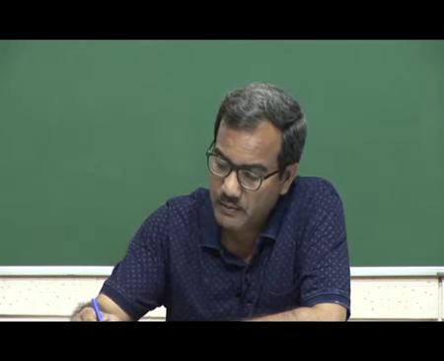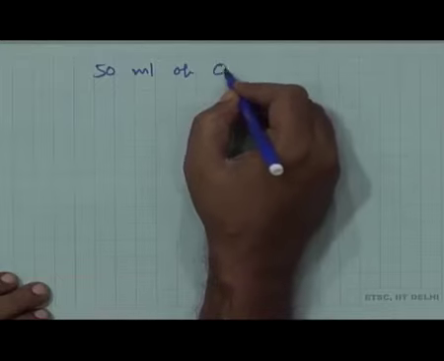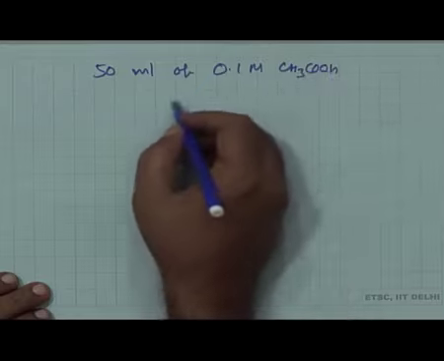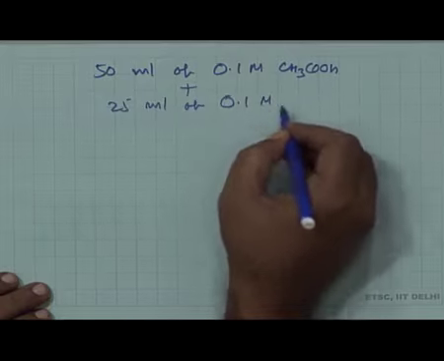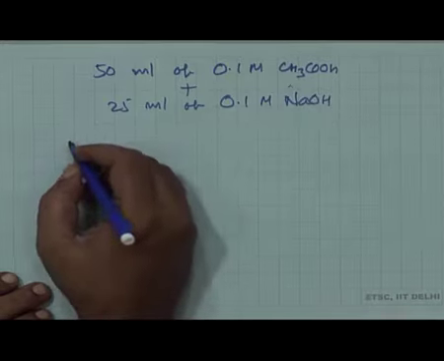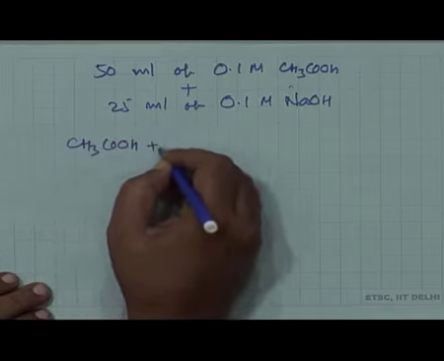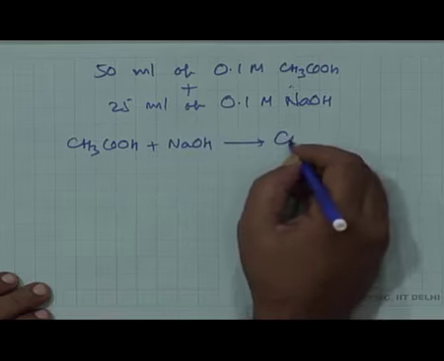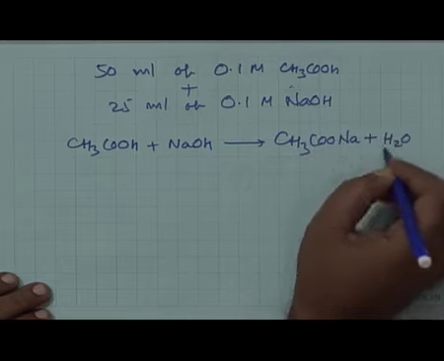Now, take the case when, to the 50 ml of 0.1 molar acetic acid, we had added 25 ml of 0.1 molar NaOH. Again, we will do the same calculation. We have CH3COOH plus NaOH, a neutralization reaction will happen and you will get CH3COONa plus H2O.